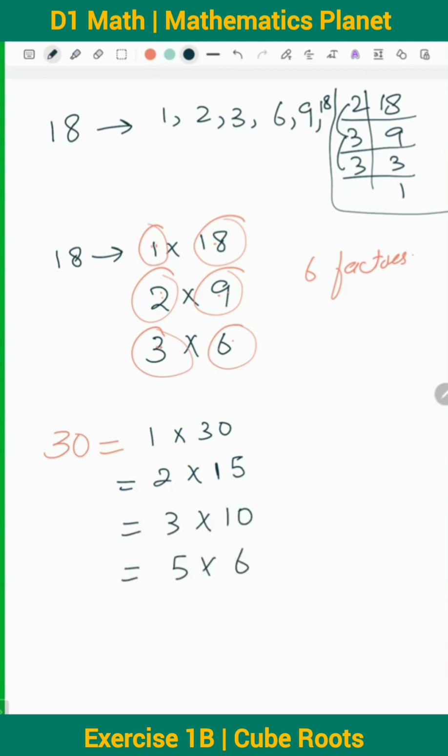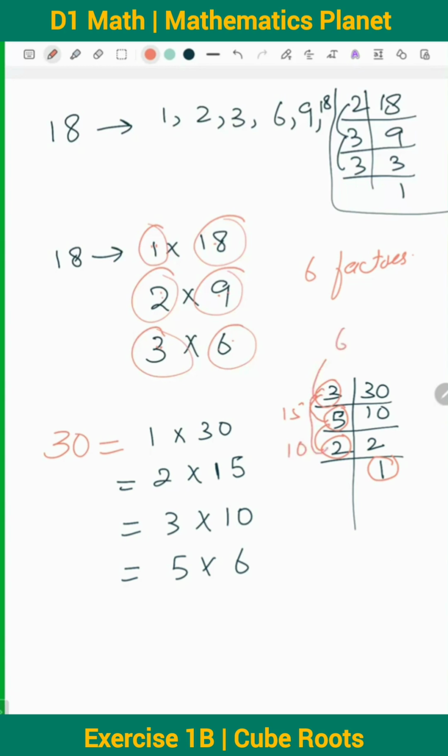We can also do prime factorization. 3 times 10 is 30. 5 times 2 is 10. 2 times 1 is 2. So according to prime factorization, we have 1, 2, 3, 5. 5 times 3 is 15. 5 times 2 is 10. 3 times 2 is 6. All of these are factors.